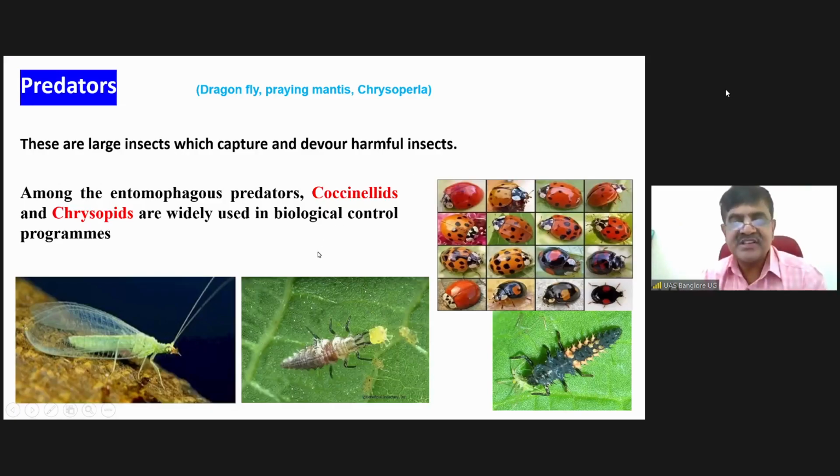You can see here this is an aphid. The aphid is fed on by this chrysopid larva, and these are called ladybird beetles. And this is the larva of the ladybird beetle. You can see this ladybird beetle larva feeding on the aphid, and this is a green lacewing. These green lacewings and ladybird beetles are used as predators that can feed on harmful insects.